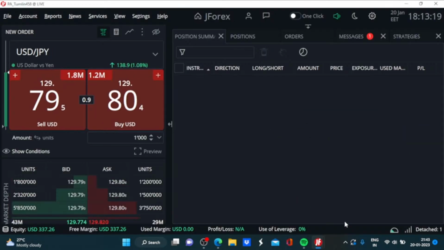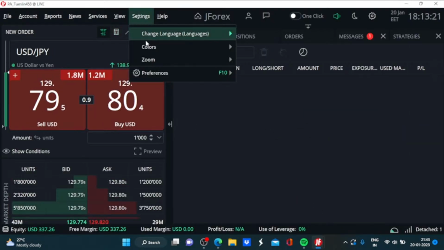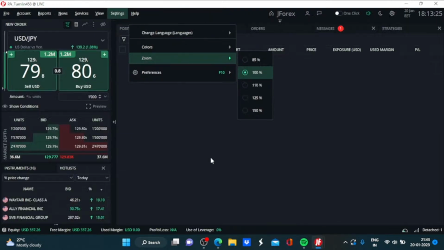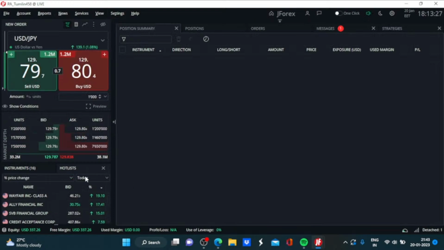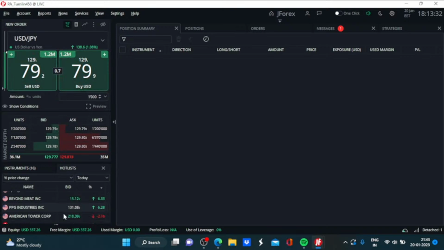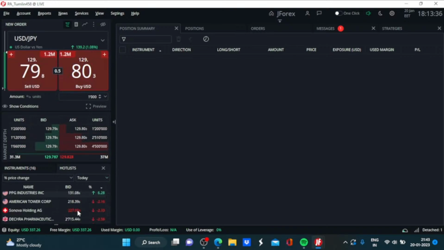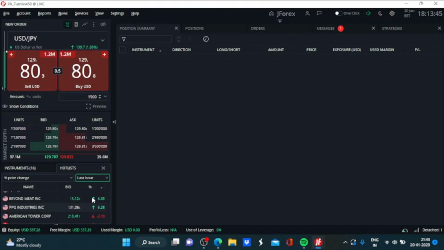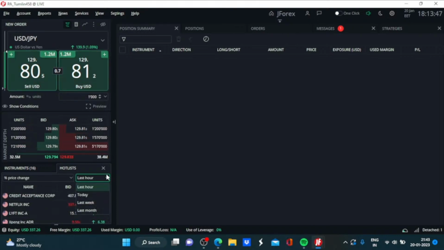On the platform, one new feature was added recently. There is a hot list. Whenever you see a particular stock buzzing, it will show up here. Now all the stocks which have gained or lost are showing up. If I change it to last hour, the active stocks for the last hour will show up. You can go for daily as well.